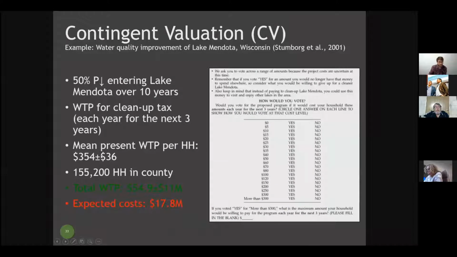And the idea was that, at the end, they got to a value of about $354, and since they had covered about 155,000 households in that neighborhood, they got to an overall willingness to pay of about $55 million. And since the expected cost of the whole cleanup process was estimated to be about 18 million, that was actually useful for decision making, because that meant that local authorities could go ahead with the project, that it was sufficiently supported by the local community.